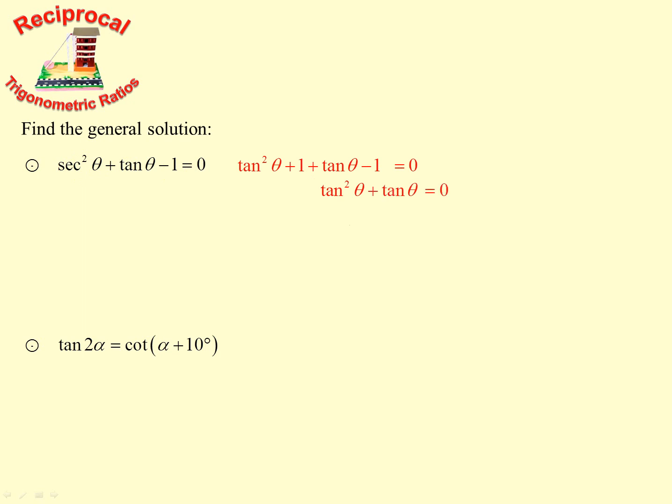Simplifying, we get that. Now that's like a normal old quadratic equation where all we have to do is take out a common factor of tan. Now either tan is 0 or tan theta plus 1 is 0. That gives you tan theta equaling 0 or negative 1.